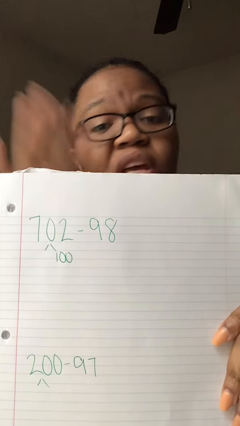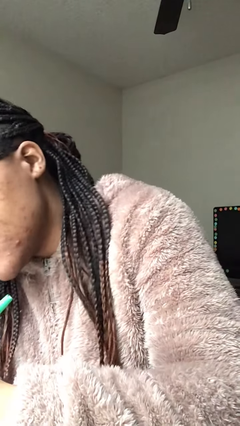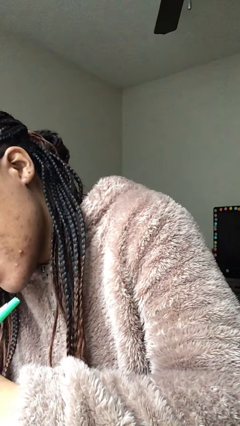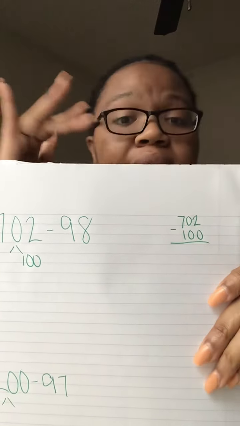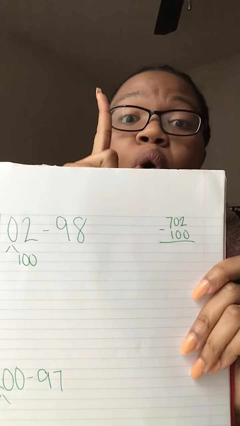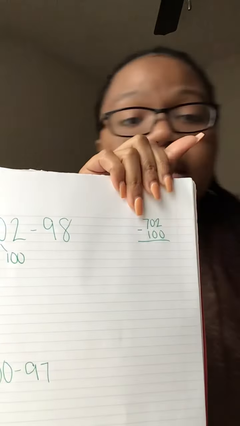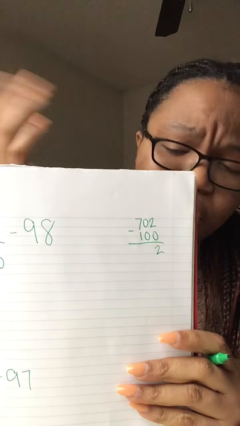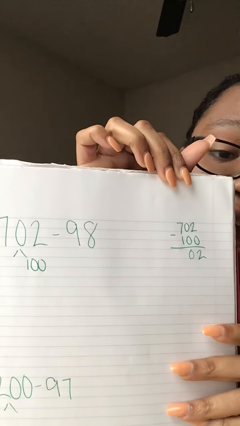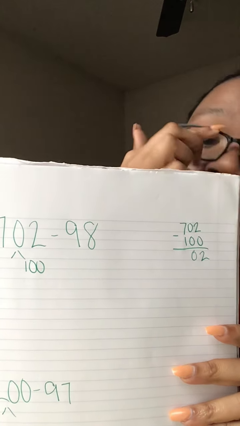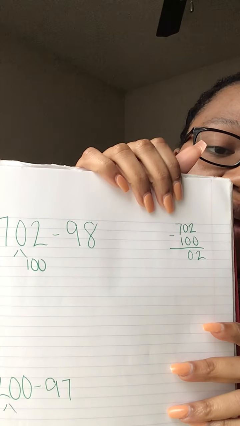If you can't do that mentally, we just write it down. 702 minus 100. I wrote it down right here. And we're going to take it step by step, lane by lane. Let's look at that one place lane. 2 minus 0 is 2. And 0 minus 0, we should know, is 0. And then we have 7 minus 1, and 7 minus 1 equals 6.